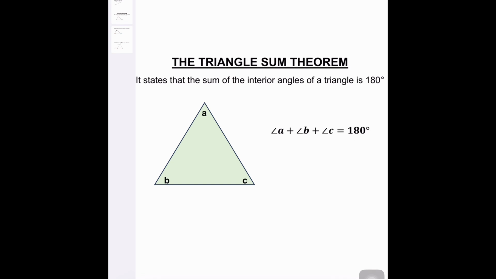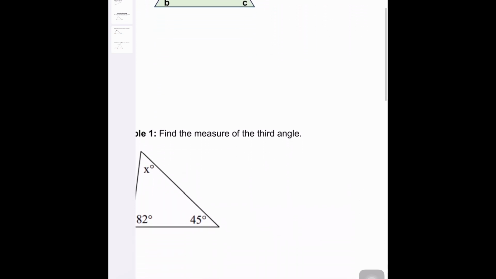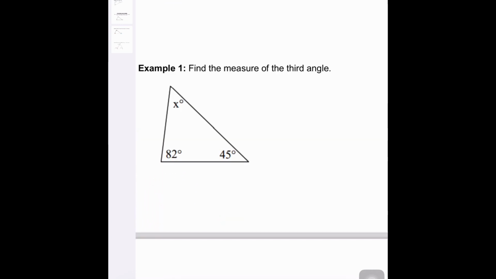To further understand this theorem, let's answer a couple of examples. Let's take a look at example 1. Find the measure of the third angle. If you look at the given triangle, two angles of the triangle are given, and the third angle is labeled x. So by applying the concept of the triangle sum theorem, we need to write our initial equation based on the theorem itself.